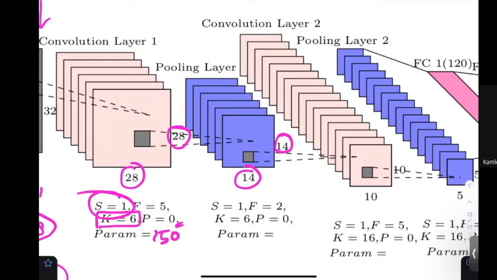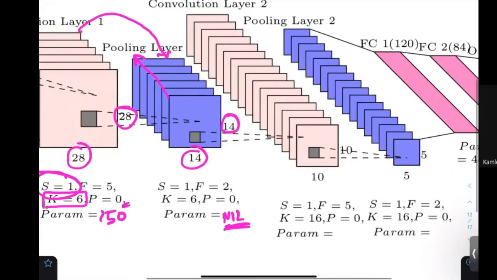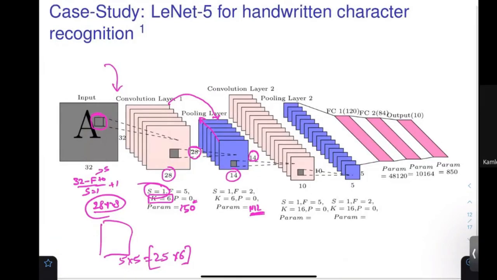How many filters, how many kernels? Six kernels need to be there, because for every layer you are going to get one layer as an output. So again from there 6 things, you again get 6 things as an output. How many parameters? Nil. There is no parameter, because as I discussed a few minutes back, pooling does not have any kind of parameter. Parameter means things which you change. You don't change anything.